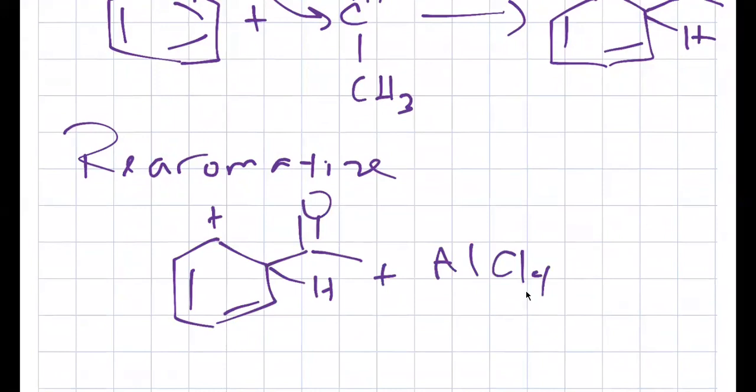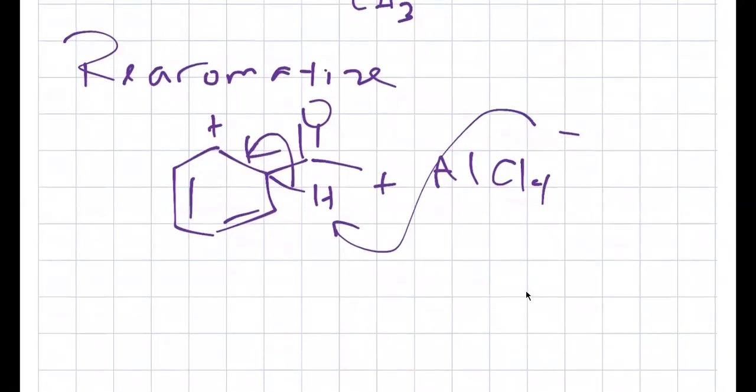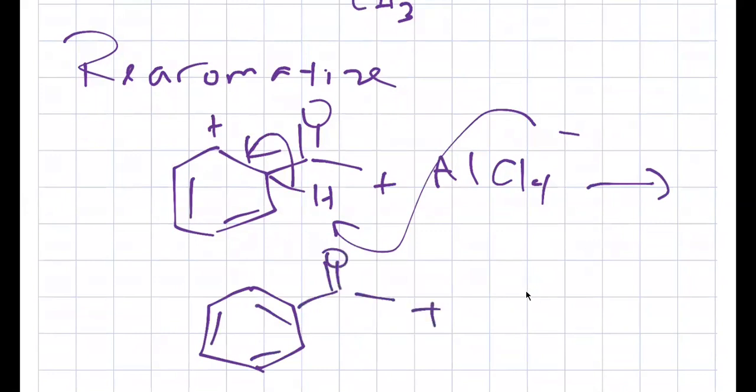All right, so aluminum tetrachloride is negative. And pull that proton off. Boom, same exact arrow, same exact everything, right? Right, and then you regenerate your catalyst and reestablish aromaticity at the same time.